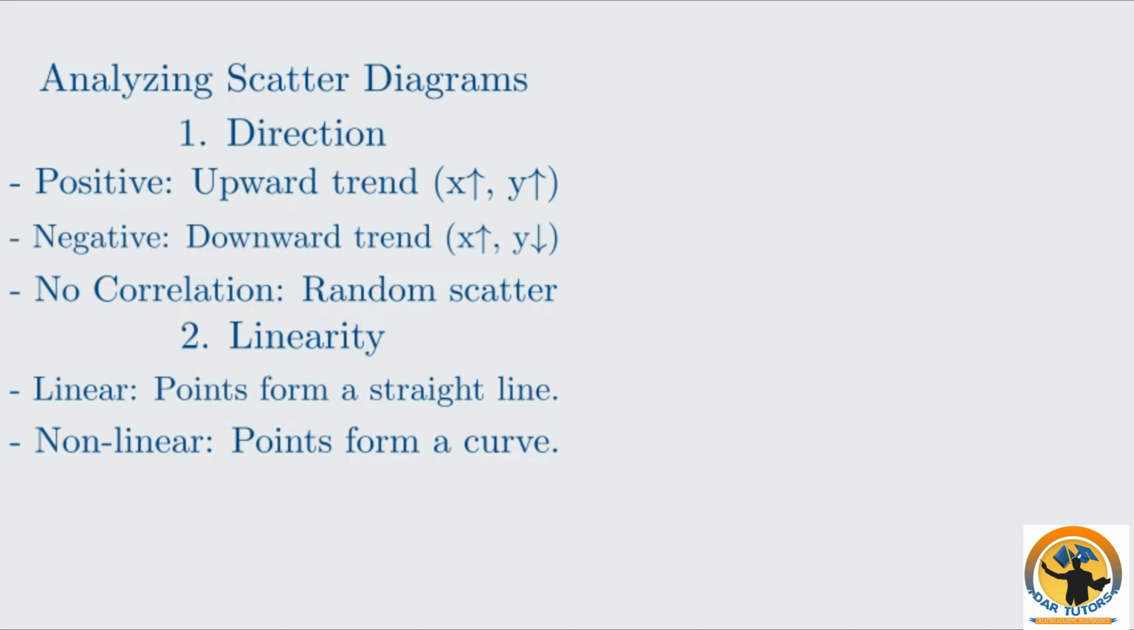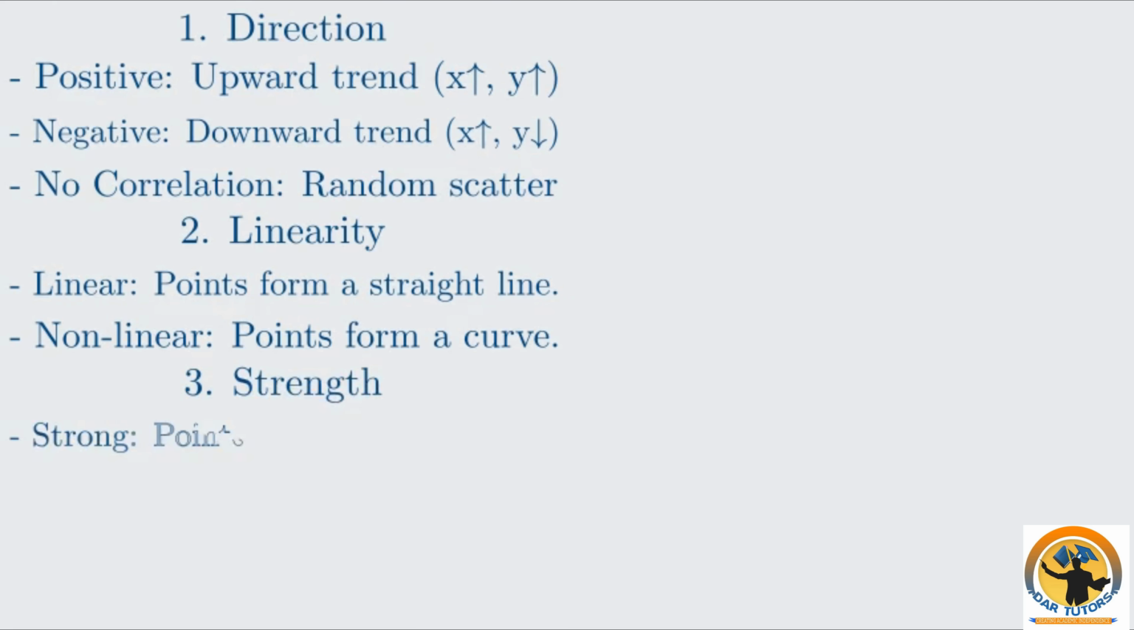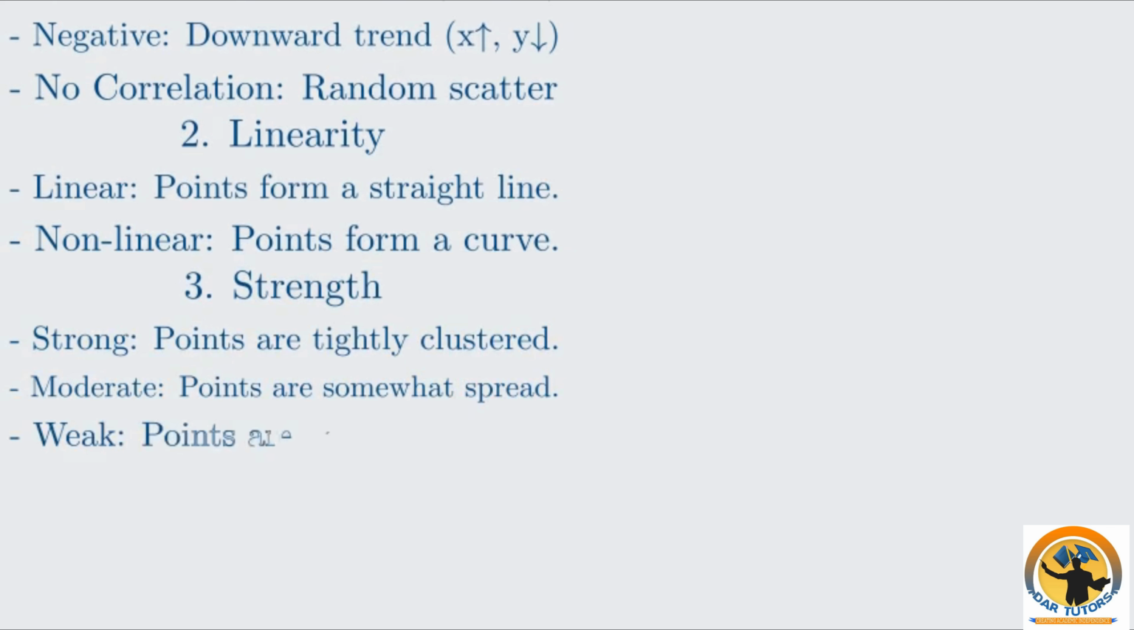Finally, strength indicates how closely the points fit this linear pattern. If the points are tightly clustered around a line, the correlation is strong. If they are more spread out, the correlation is moderate. If they are very scattered, it is weak. A very strong correlation suggests a reliable relationship between the variables, while a weak correlation suggests a less predictable one.